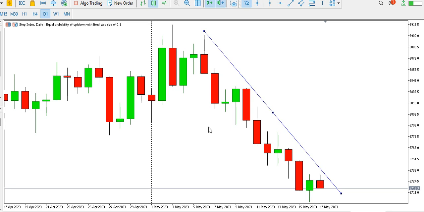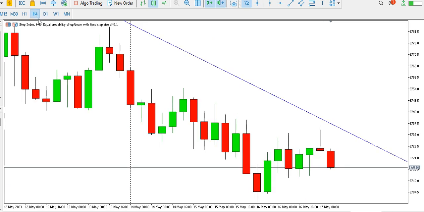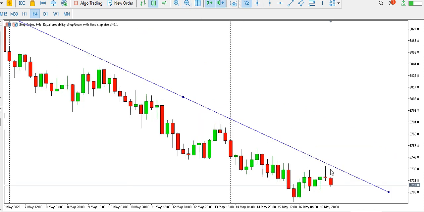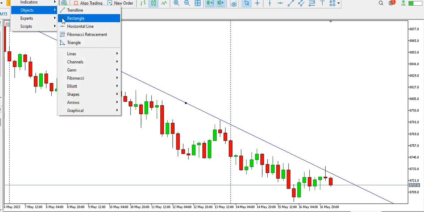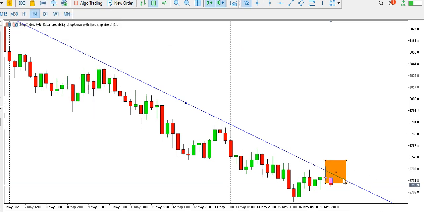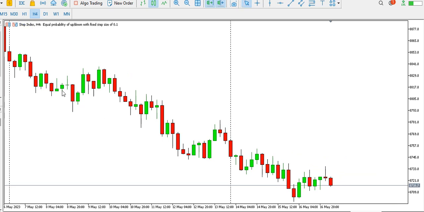So Step Index is currently selling for now, in as much as the descending trend line is respected. Look for short opportunities, look out to sell. Look at this pin bar on the 4-hour time frame. Price is trying to go down, so look for selling opportunities until we see a break of this particular descending trend line. If price breaks the descending trend line to the top side, then you might consider buying, but for now it is selling. All right, that's that on the 4-hour time frame.